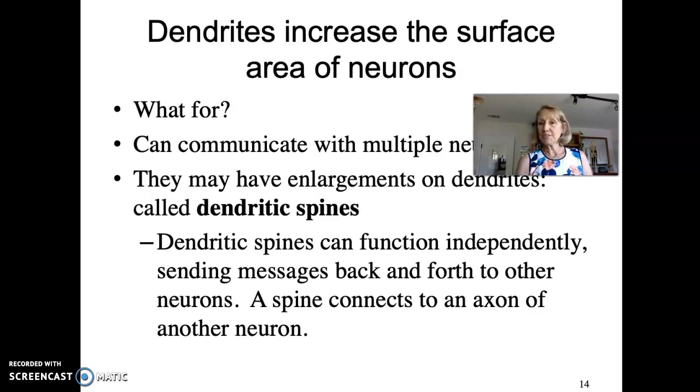And another very interesting thing that's discovered pretty recently is dendritic spines. So on these dendrites, there are these little regions that we can see under a microscope. And they, it turns out, can function independently. They don't have to work through the axon and through the soma. They can be doing their own thing. And they can be sending messages back and forth to other axons. And that is pretty crazy.